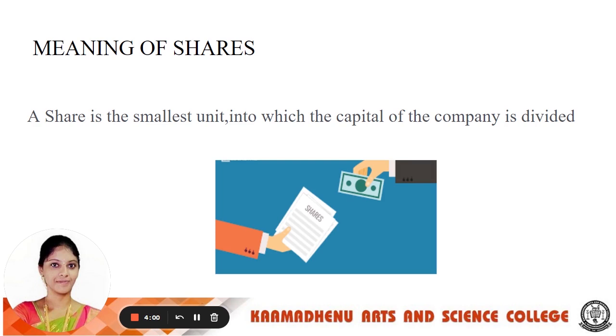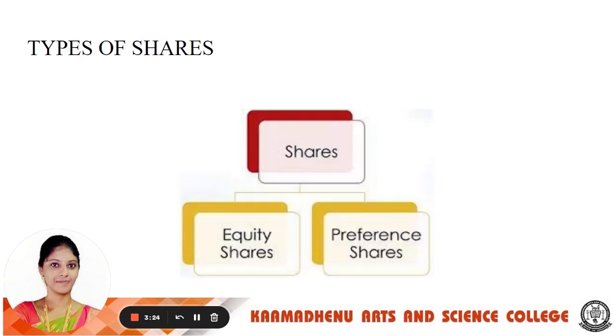There are two types of markets for shares. One is the primary market and the second one is the secondary market. The primary market is a market where a new issue of shares is made through an IPO. IPO means initial public offering, or FPO, which is a further public offering. The next is the secondary market. The secondary market is a market for already issued securities, that is, previously issued shares, and is known as the stock market or stock exchange.